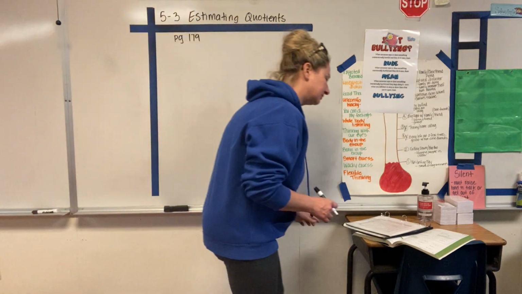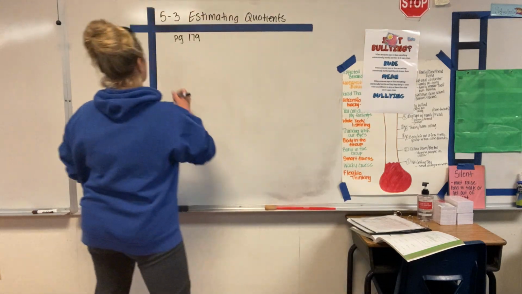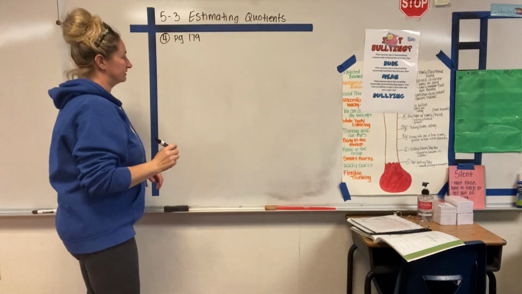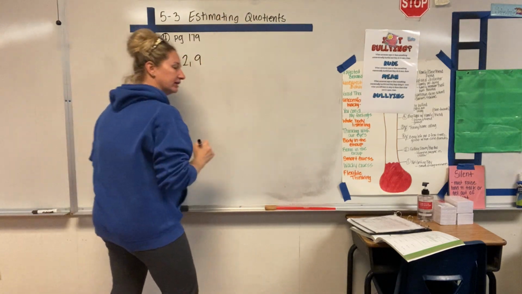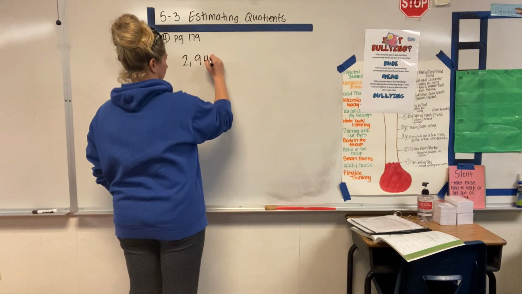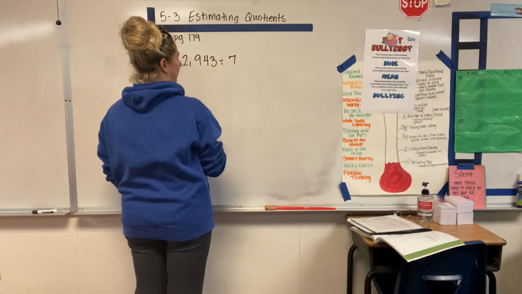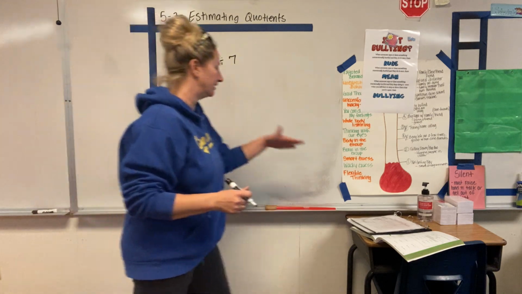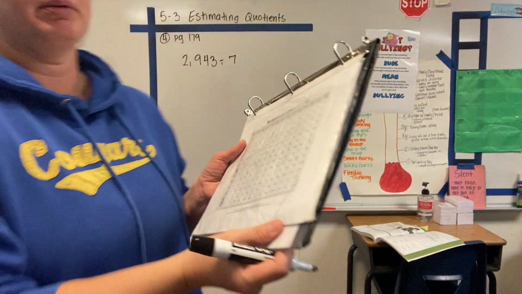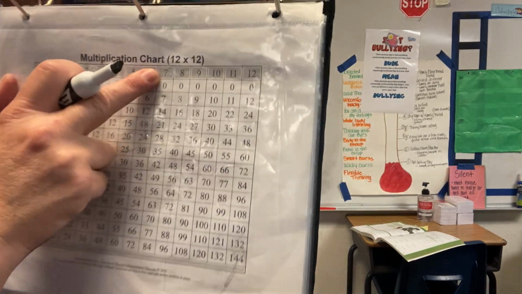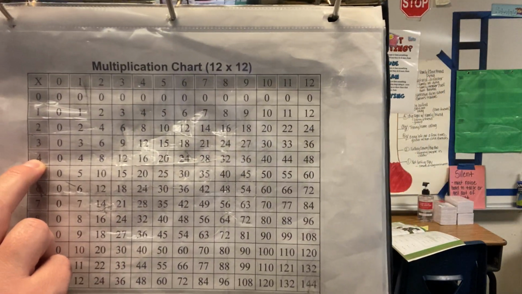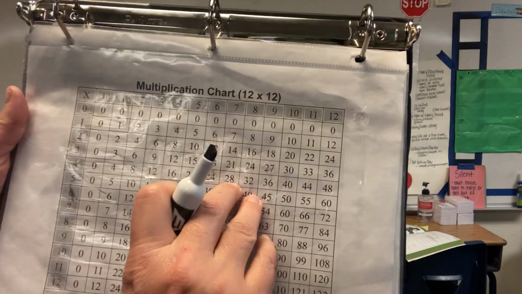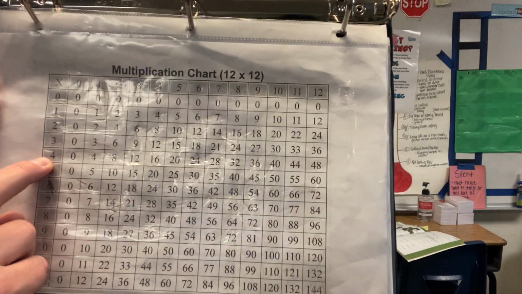Okay, so let's do number 4 on the same page, page 179. So 2,943 divided by 7. Following my steps, I'm going to go to 7 on my multiplication table. I'm going to go down and find a number that's close to 29. That's 28. And then if I look over, that's 4 times. So 7 goes into 28 4 times.